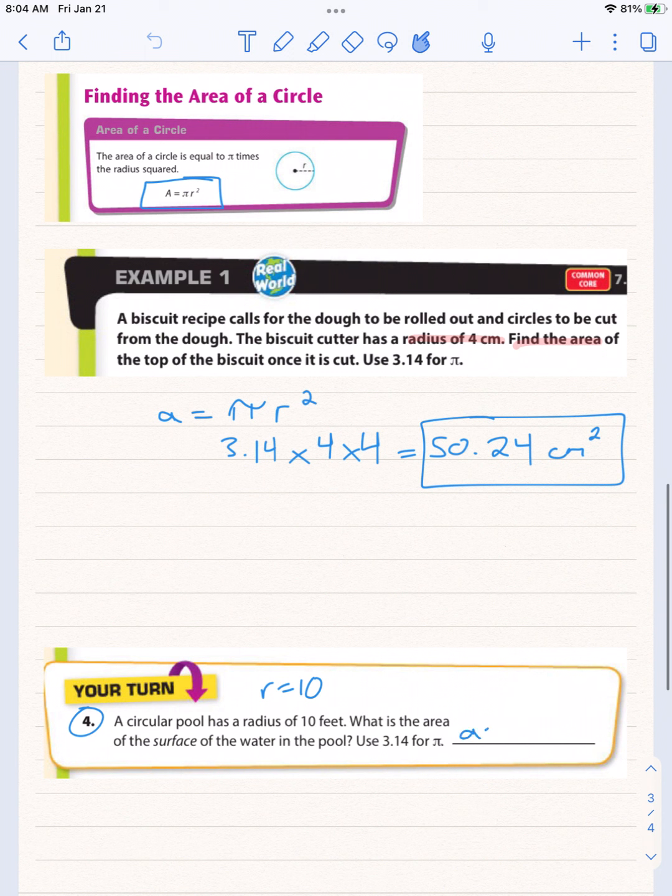So we're going to set up area equals 3.14, or pi, times the radius squared. So times radius times radius. This example was on our last page too. The area is 314 feet squared.